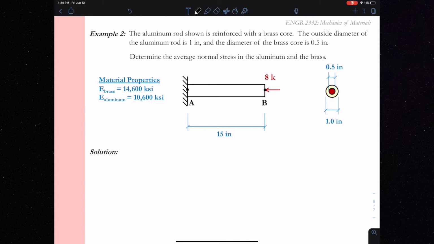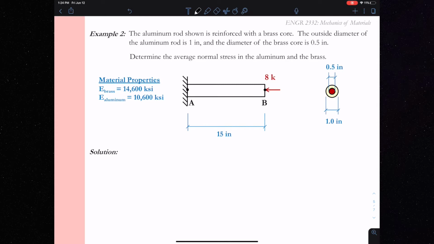The second example is one like we see here, where we have a bar that's made of two materials. We have, in this case, an aluminum rod that is reinforced with a brass core. We want to determine the average normal stress of the aluminum and the brass for this problem. Why is this one a statically indeterminate problem?